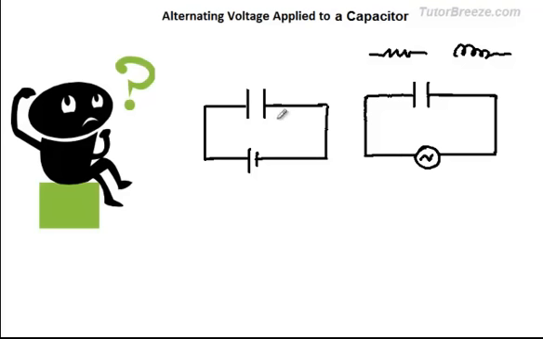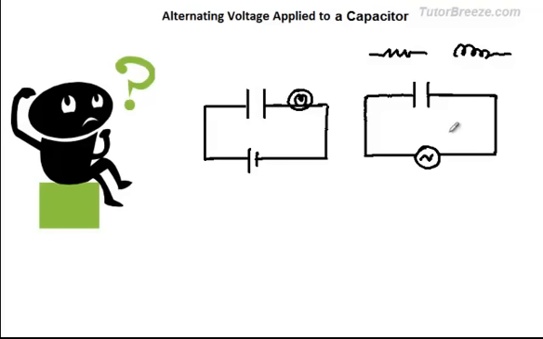I have a capacitor which is connected to a DC source and I find that no current flows through this. So if I have a little lamp over here, the lamp does not glow, which means no current is flowing through this capacitor. This seems to make sense because you know that there is an insulating medium present between the plates of the capacitor, so current can't flow through it.